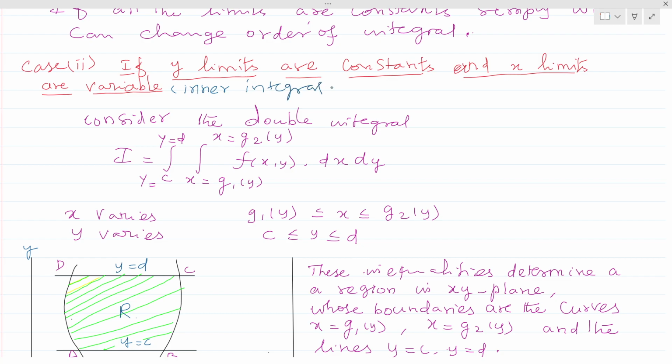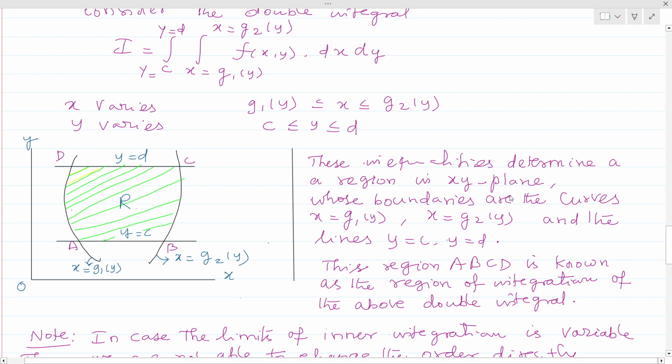What is the inner integral? The inner integral is with respect to x. That is clear. Now consider the double integral I equal to the integral over y equal to c to y equal to d, x equal to g1 of y to x equal to g2 of y, f of x comma y, dx dy. This is the given double integral.